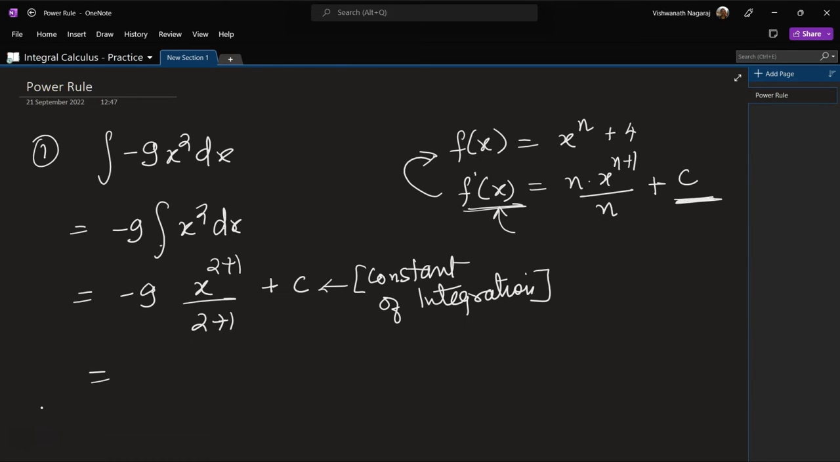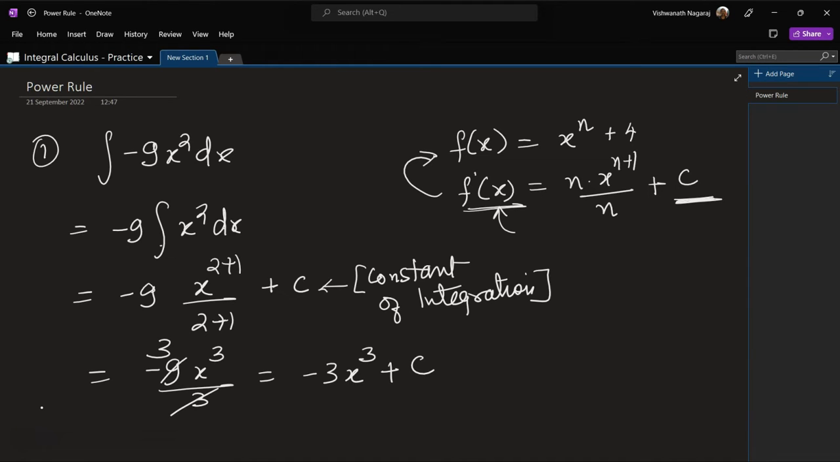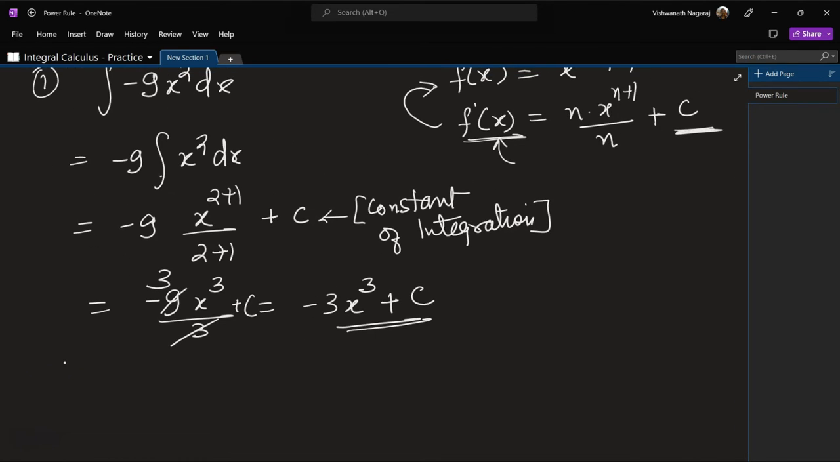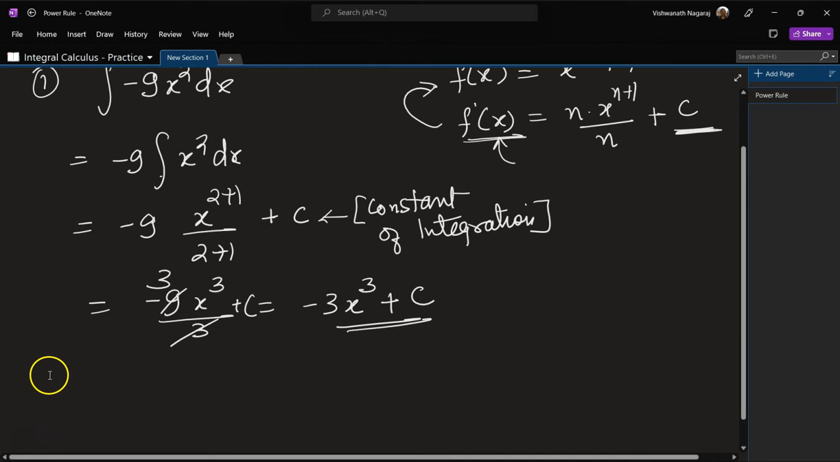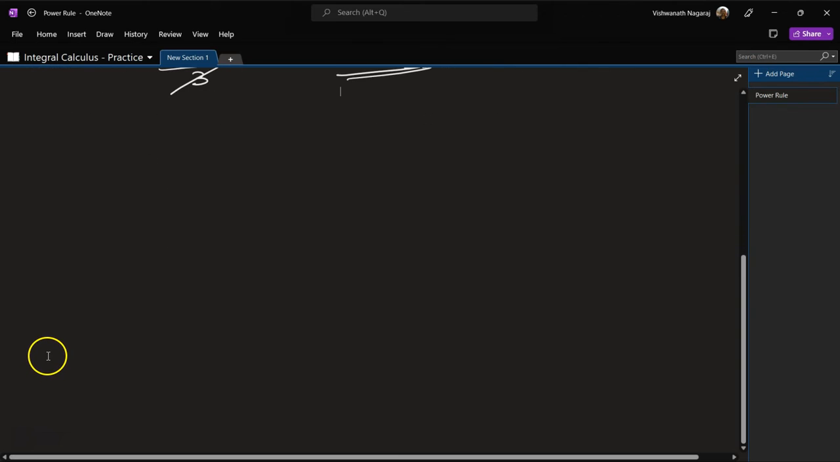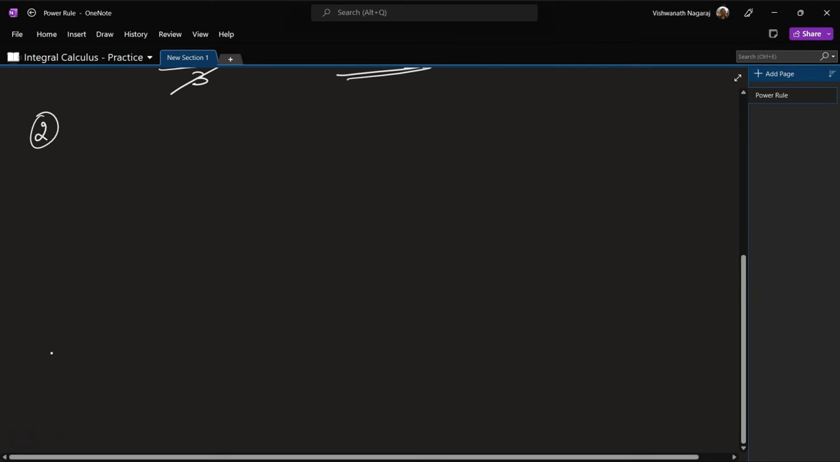Okay, now let's simplify this. x to the power of 3 by 3. So 3 and 9 cancel and we are left with minus 3x cube plus c. We should have written plus c. So if we differentiate this now, what do we get? c disappears and we are left with minus 9x square, which is what we started off with. Okay, now that you have got the idea, let's gallop off.